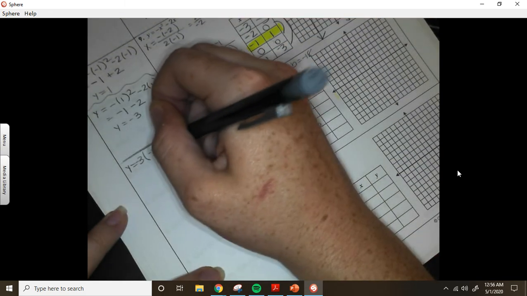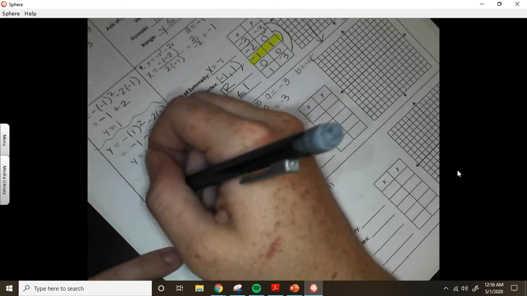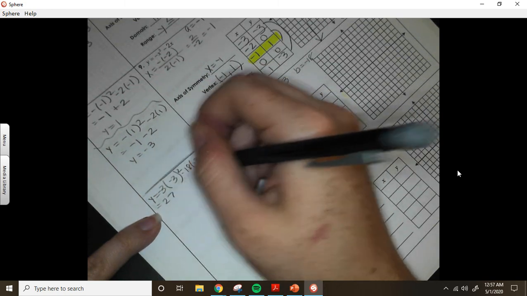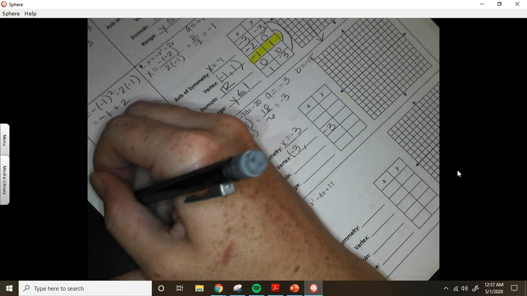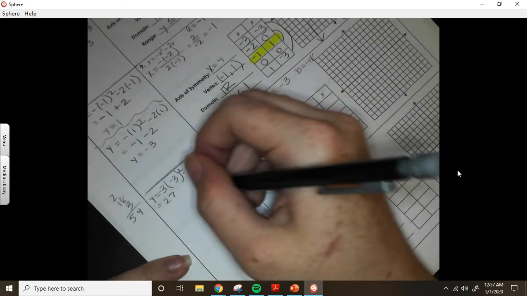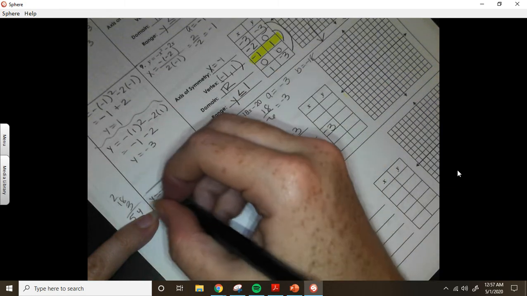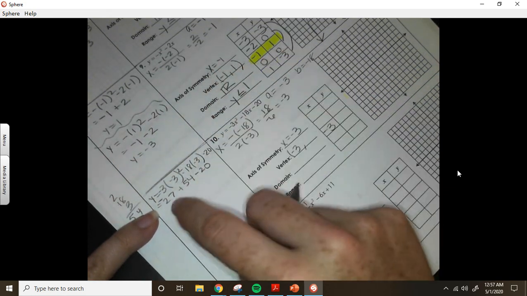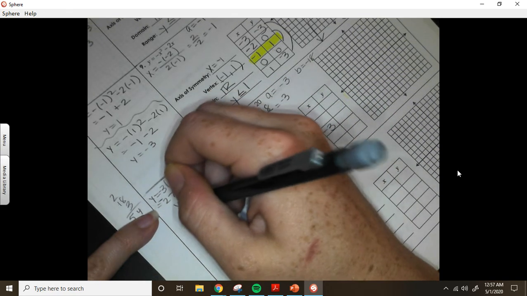Negative 18 times negative 3, and then minus 20. Okay, so we've got 9 times 3 is 27. What's 18 times 3? 54. So plus 54. This doesn't make sense. Oh, that's negative 3. And then minus 20. Negative 27 plus 54 is 27. 27 minus 20 is 7.